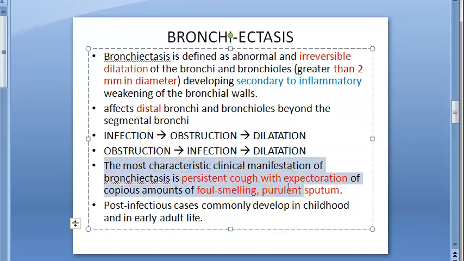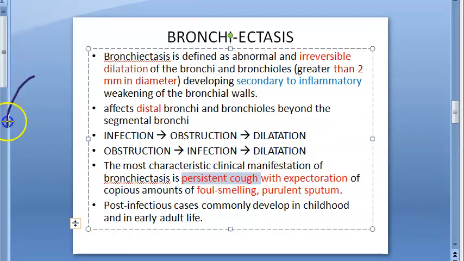You saw the clinical manifestations in the beginning itself: persistent cough with expectoration of copious amounts of foul-smelling purulent sputum. So here the sputum is purulent and foul-smelling, and copious amounts means a lot of sputum will be there. And there is persistent cough.